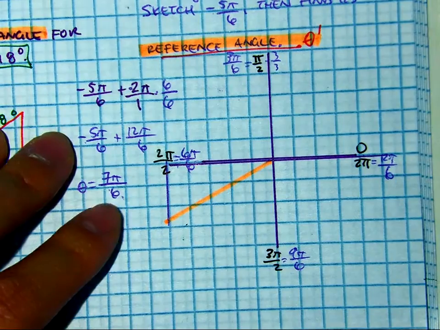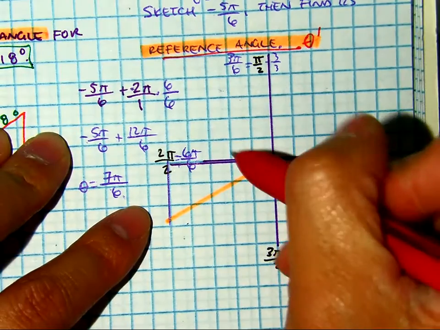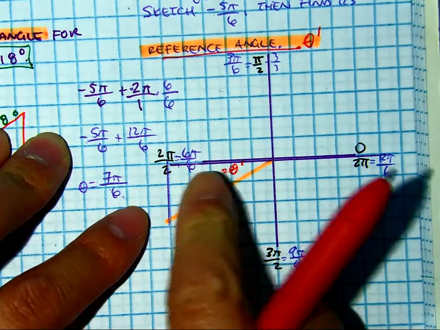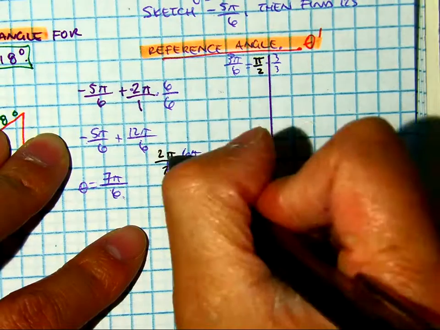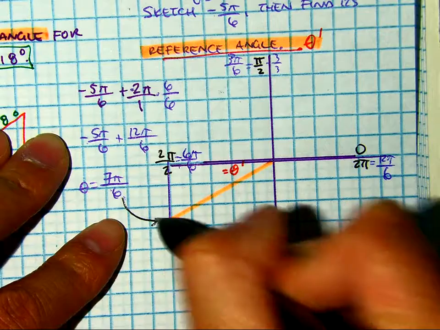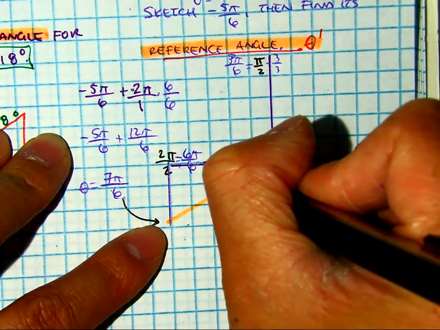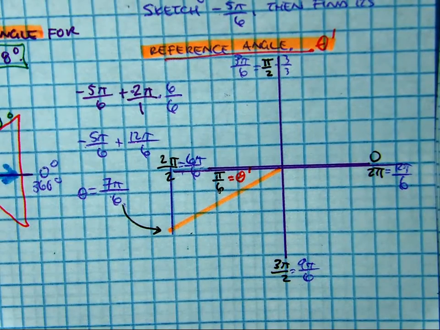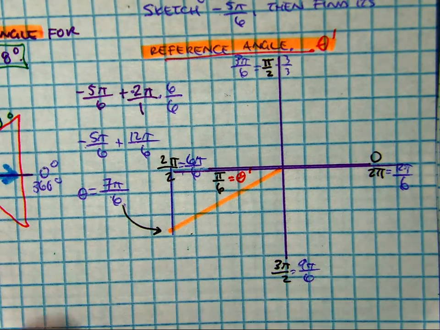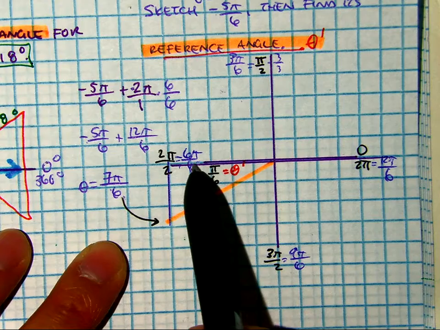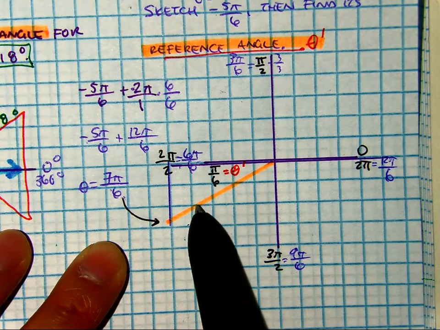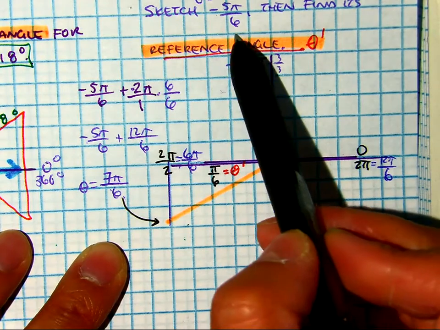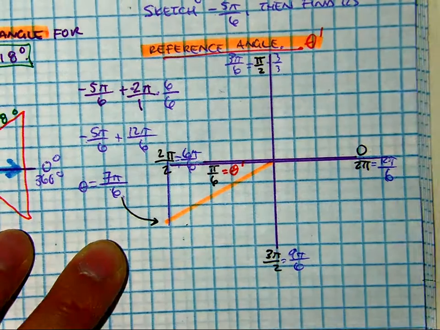Reference triangle is the same thing as getting a reference angle, which tells me that my reference angle should just be, well, think about it. This is 6 pi over 6, and this one is 7 pi over 6, so our answer is going to be pi over 6. The reason the answer is pi over 6 is because you have 6 pi over 6 plus 1 pi over 6 gives you 7 pi over 6. So the answer is: sketch theta equals negative 5 pi over 6, then find its reference angle. The reference angle is pi over 6.